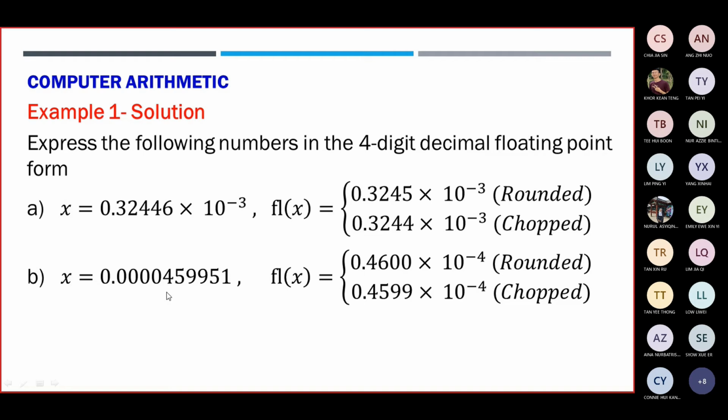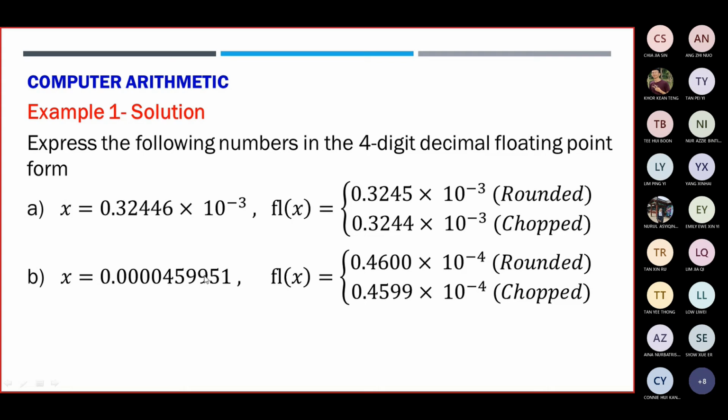It becomes 0.4600. If you can see the 4600, look at this number, it is rounded up. Rounded, this is 5, so you round, make it 0, and you add 1 here, and it becomes a 6. So eventually what happens is it becomes 0.4600.